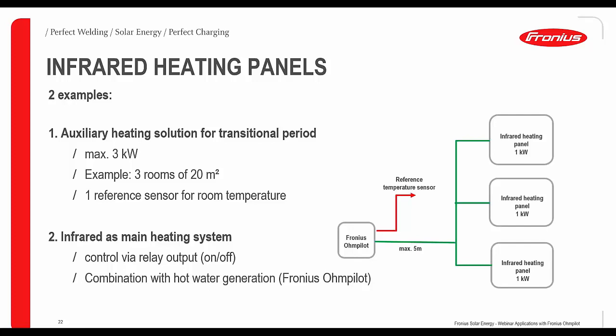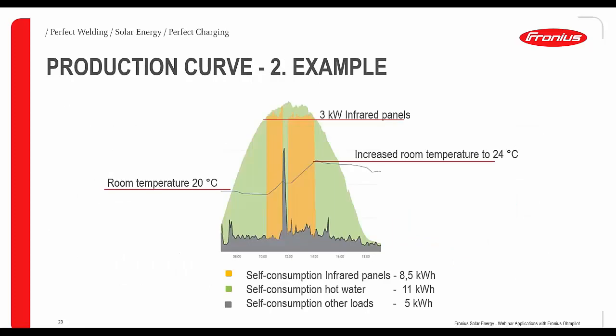So this would be the second example. In the next slide we can see, for this second example I just mentioned with the main heating, that is the infrared panels, we have a room temperature of 20 degrees in the morning, and at about 10 o'clock we have reached the 3 kilowatt switch-on threshold. So the Ohmpilot switches on the infrared panels, and they use the surplus energy to heat up the room. We can see this by the blue curve, the increased room temperature of about 24-25 degrees.